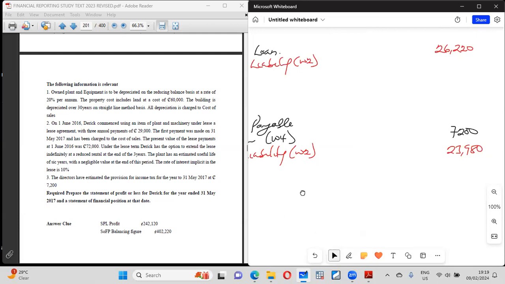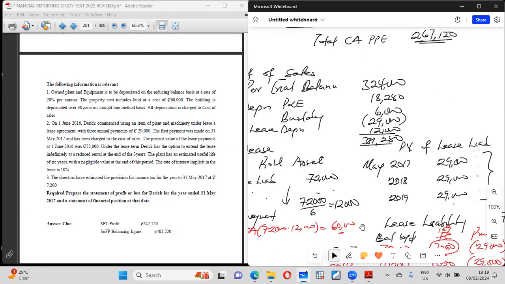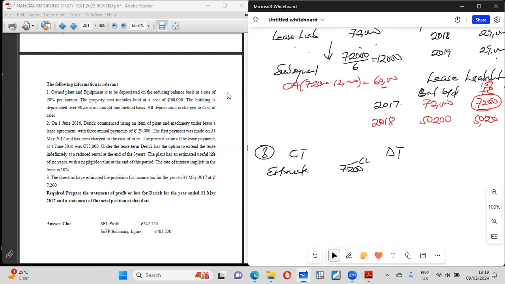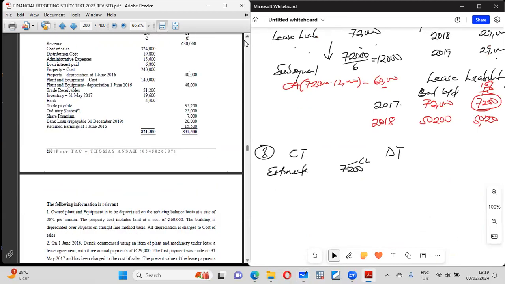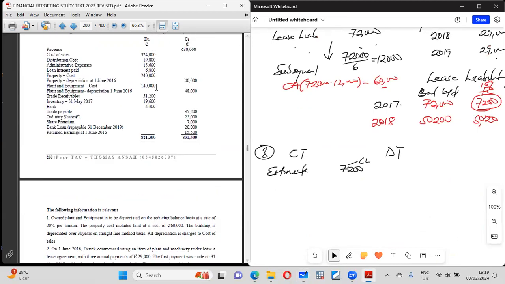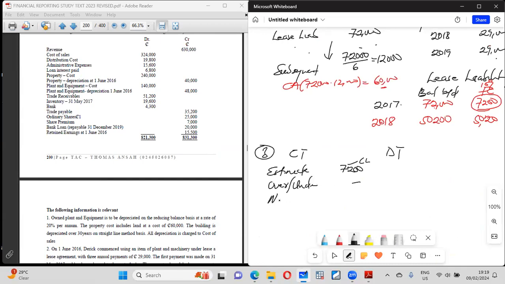That is where we are picking it from. Is there any over or under provision in the question? No, I don't think we saw anything like that. Is there any deferred tax movement? No. So over or under provision is not there. There is no movement. Movement is also 0. So it means the same 7,200 will be the one going to my SPL. There is nothing on deferred tax.